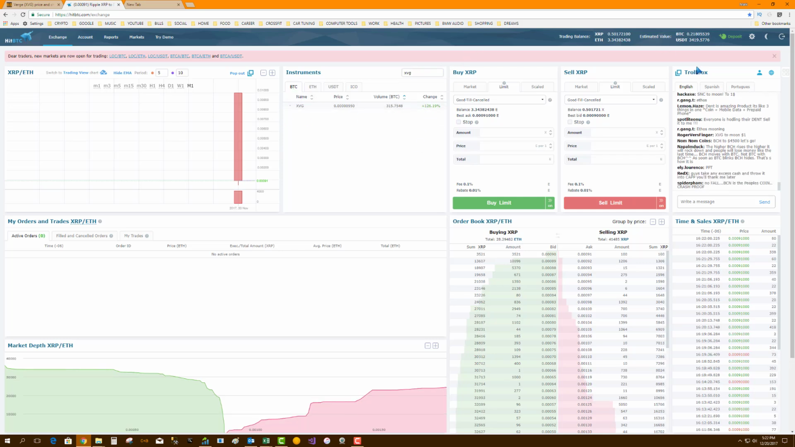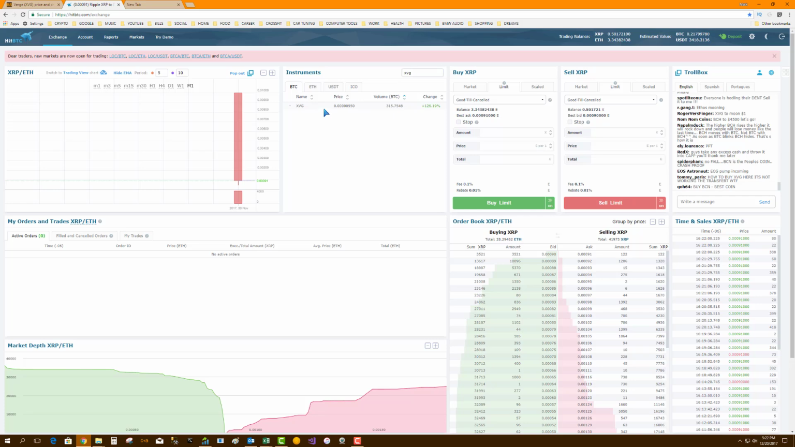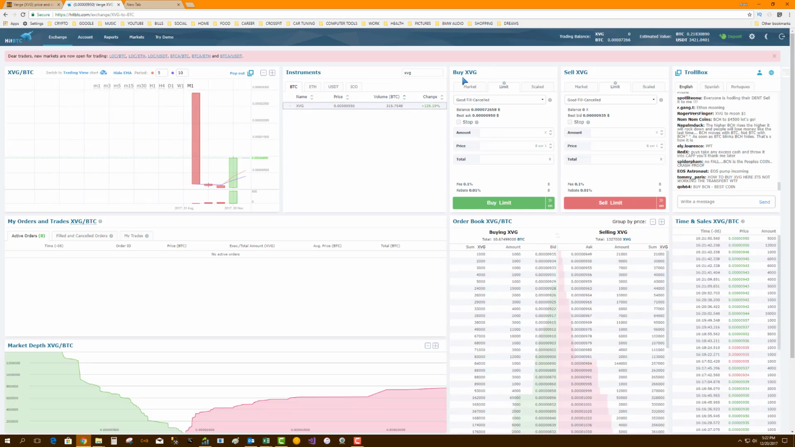Okay, now to activate XVG over here, you see how it says XRP, that's Ripple, and not XVG, you click it. Now look, everything switched to XVG. My buy and sell box, troll box is non-specific, time and sale, the order book, thickness down here, current best ask and buy.